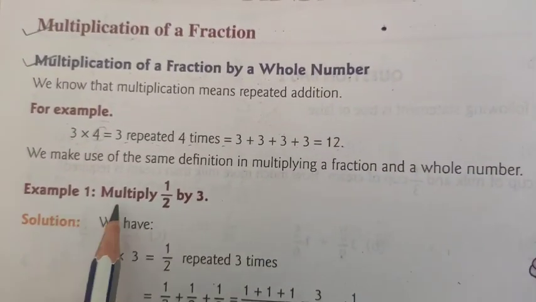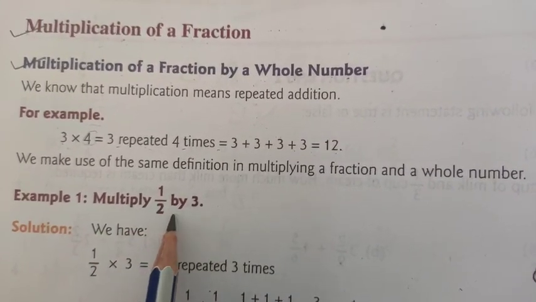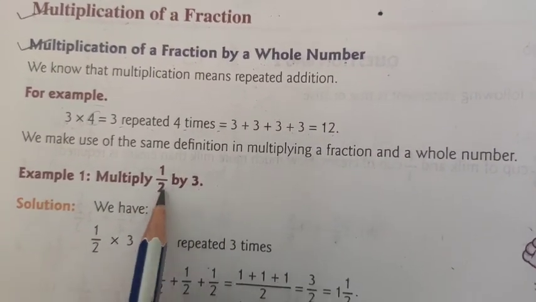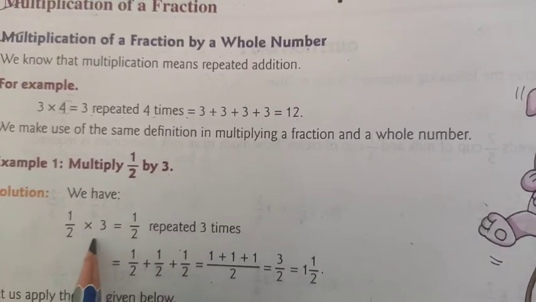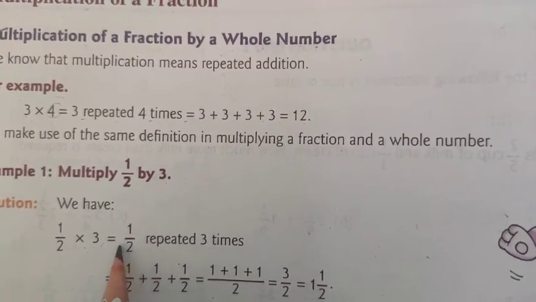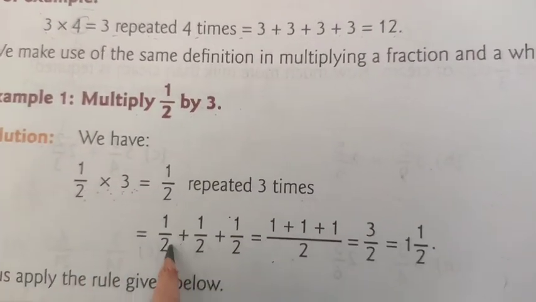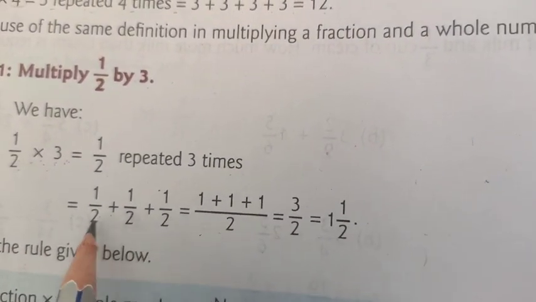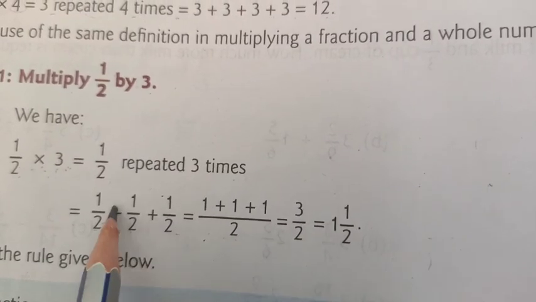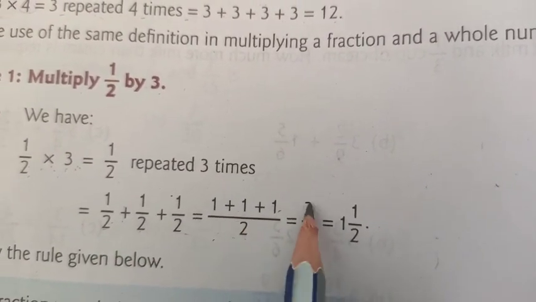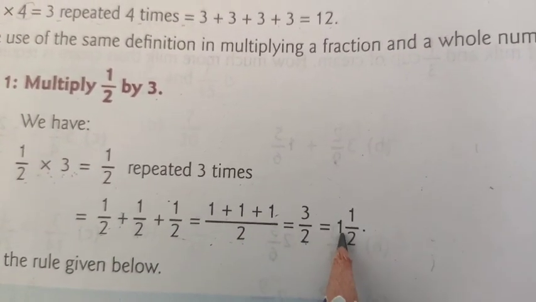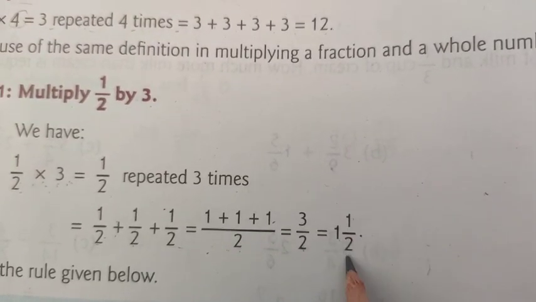See now, example 1, multiply 1 by 2 by 3. So 1 by 2 into 3 means multiply by 3. So half repeated 3 times, half plus half plus half. So 2 is the common denominator and 1 plus 1 plus 1 is 3 by 2. This we can write as a mixed fraction, that is 1 integer 1 by 2.